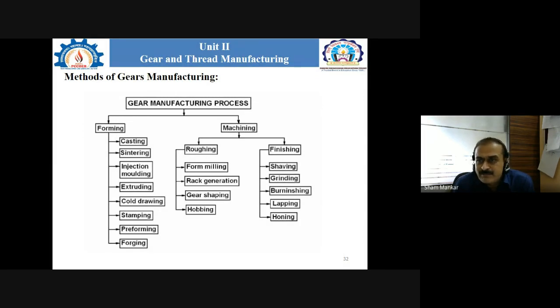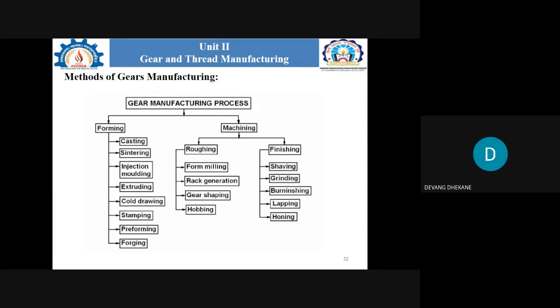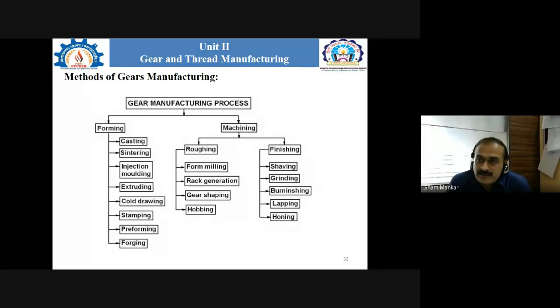Yes, Devang. Sir, in forming processes, we actually make a material. Like in case of casting, we make a particular material, like making a gear. We make a mold and pour molten metal in it and we form a gear. And in the machining process, we do finishing of a particular component that we have made. Like in gears, we give surface finishing, then we give proper profiles and all. Correct, Devang, absolutely correct.